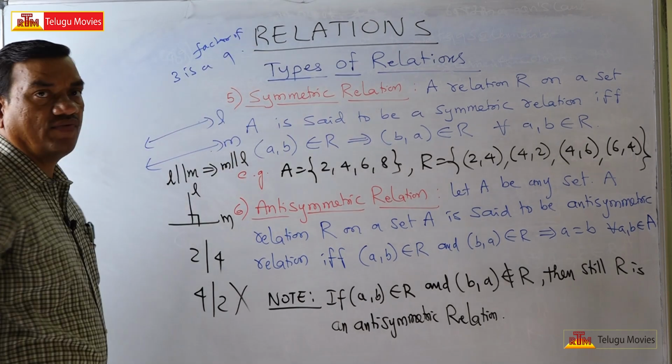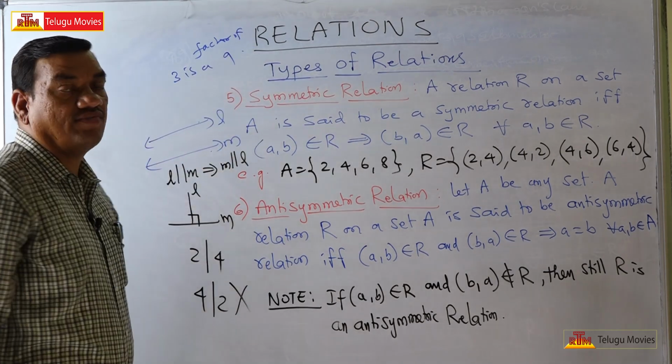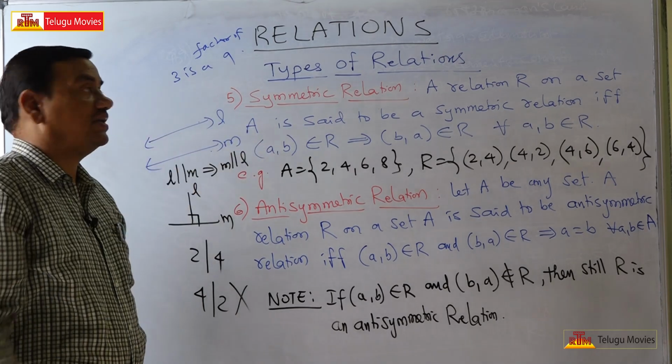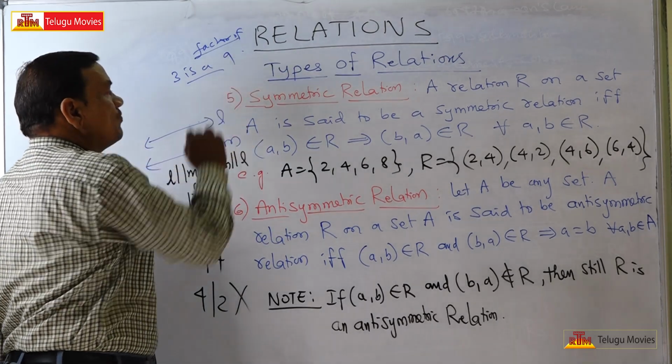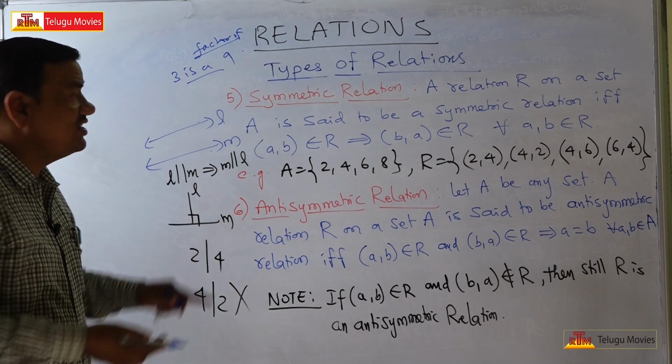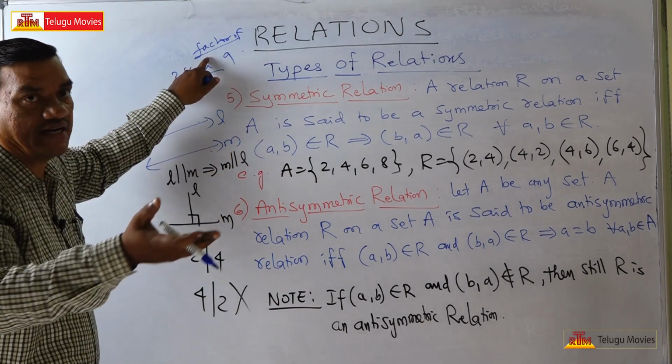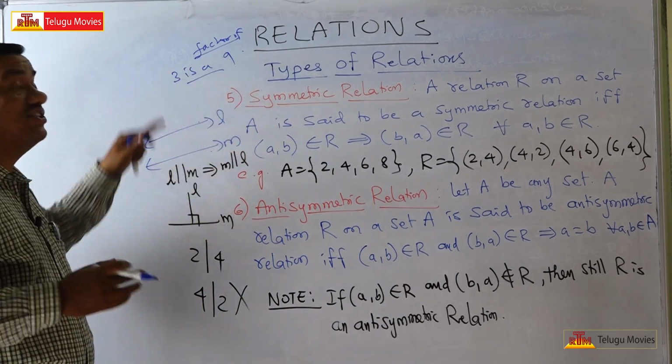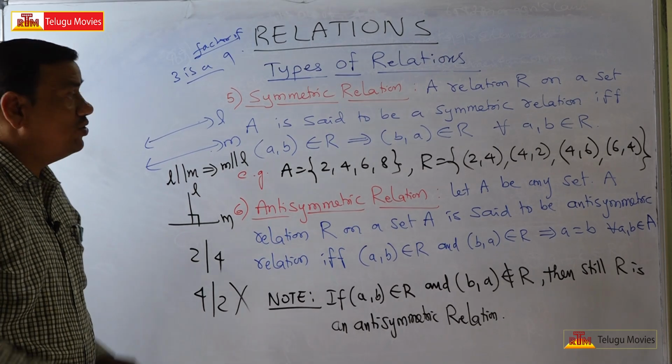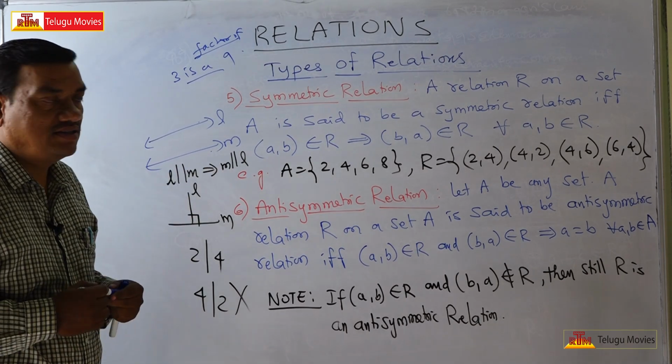3 is a factor of 9, but 9 is not a factor of 3, whereas 9 is a multiple of 3. Therefore, "factor of" is not a symmetric relation. That is, the relation between 3 and 9 is factor, but the relation between 9 and 3 is multiple. Understand? So, that is not a symmetric relation.